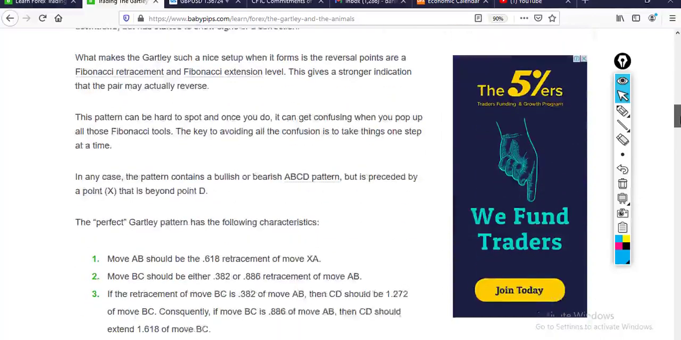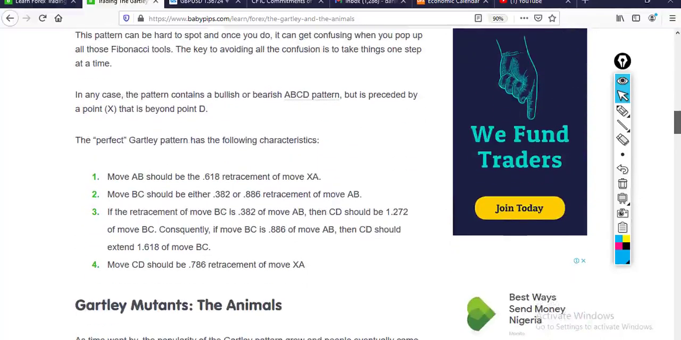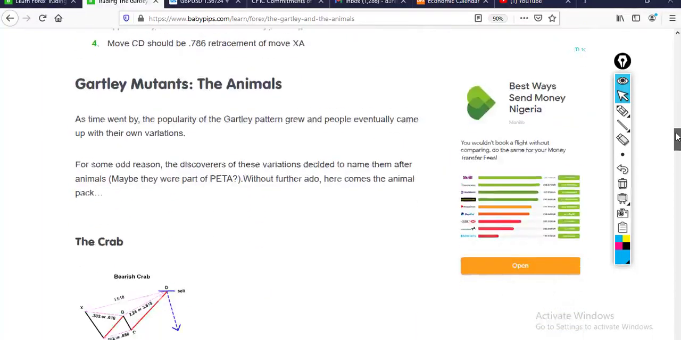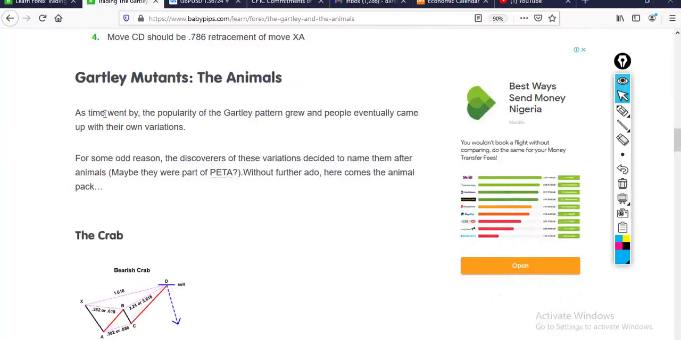Now, like what you have just seen, we have read it quickly, and it will take time to actually sink this in. We keep scrolling back and forth. What you should do is write this down in a notebook or something, and then try practicing on the charts. Okay, now let's move on to the next one, the Gartley mutants, the animals.